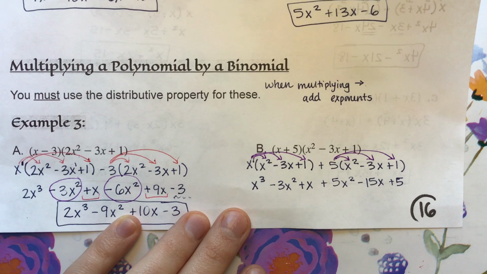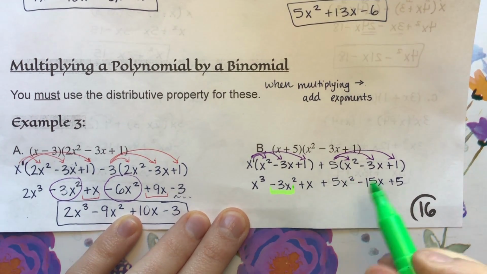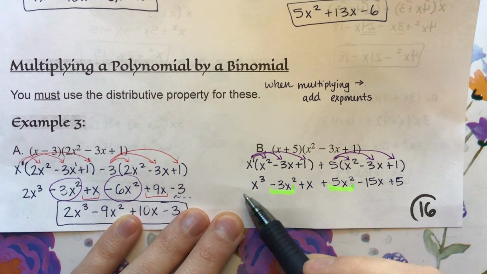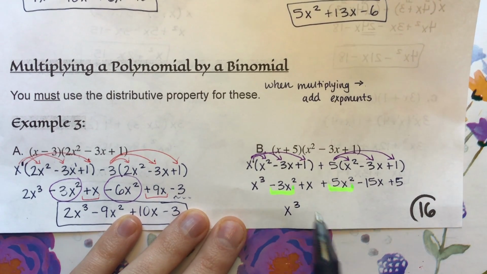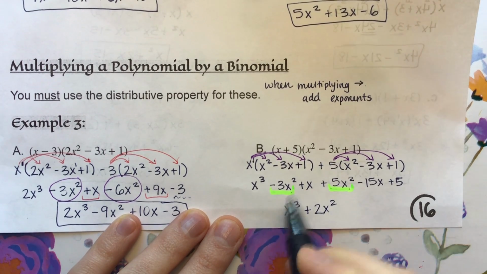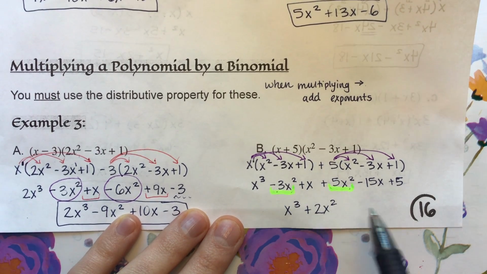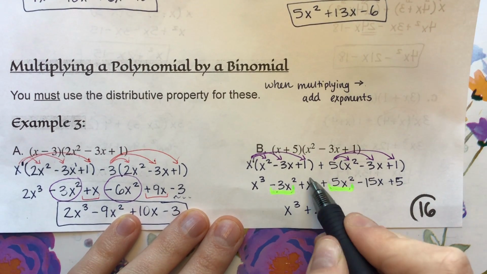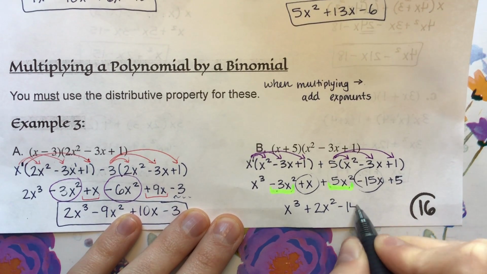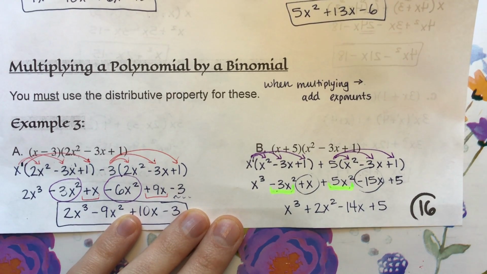Now I'm just looking for like terms, and then I'll be done. I can combine this negative 3x squared with this positive 5x squared, and I can also go ahead and pull down this x cubed. So I have x cubed, and then combine these two, which is going to be plus 2x squared, because negative 3 plus 5 is positive 2. I'm keeping the exponents the same because I'm adding. And then I have positive x and minus 15x, which will be negative 14x. And then I still have this plus 5 that I need to tack on to the end yet again.